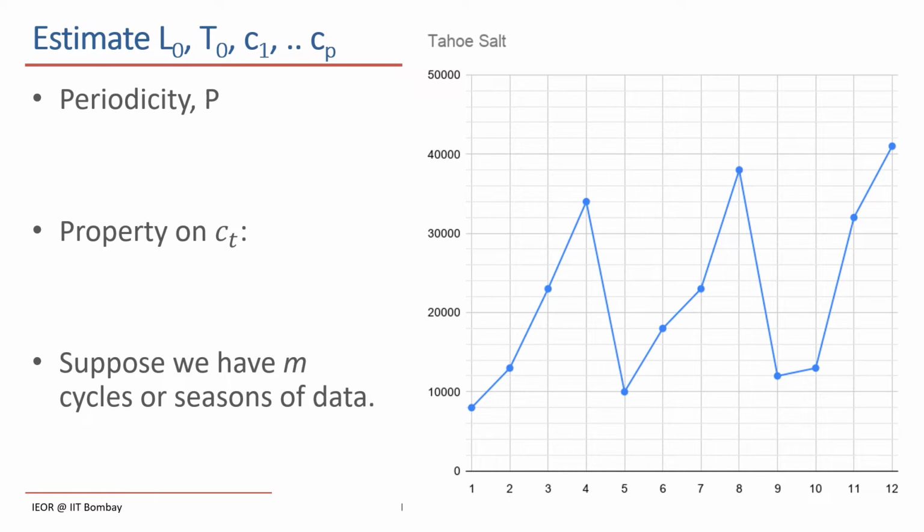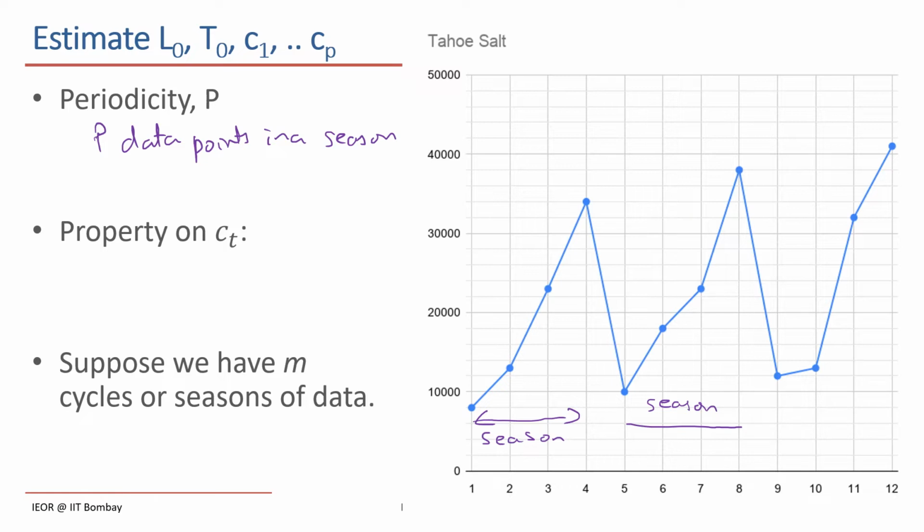Now, to estimate L0, T0 and the C values, let us first understand some of these properties. We are going to take the periodicity P. This means that there are P data points in a season. In this example, data points 1, 2, 3 and 4 form a season, and data points 5 to 8 form another season, and so on.